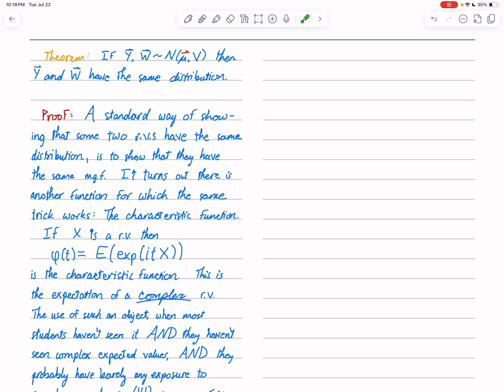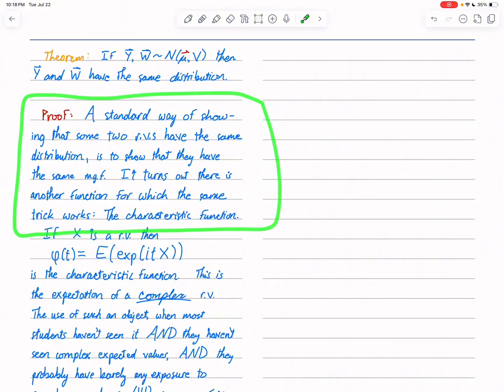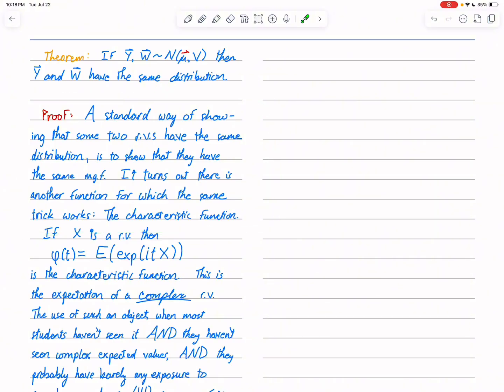How are we going to prove it? Well, from mathematical statistics, I think we're all familiar with proving that two random variables have the same distribution if they have the same moment generating function. This is a very useful property: you take two random variables, compute their moment generating functions, show that the functions are equal, and that allows you to infer that the random variables they came from must have the same distribution.